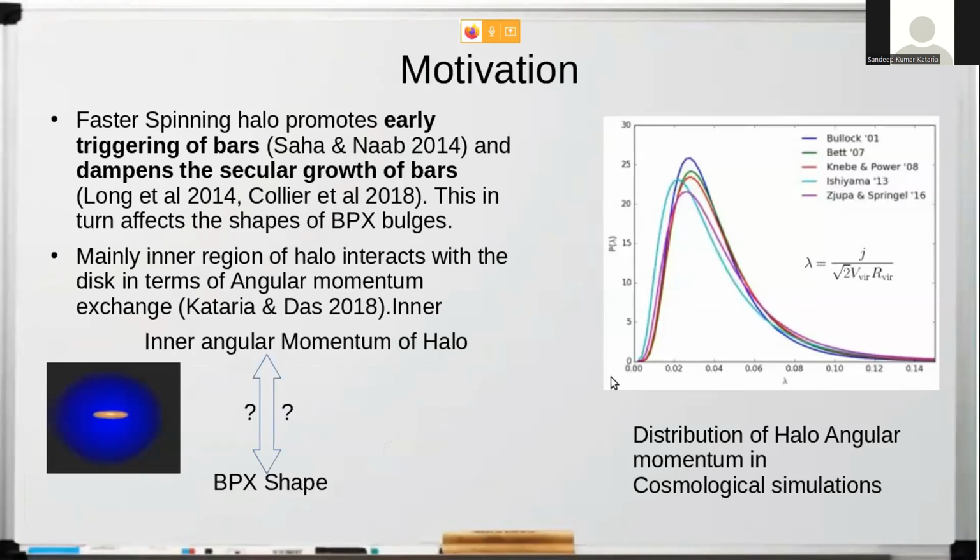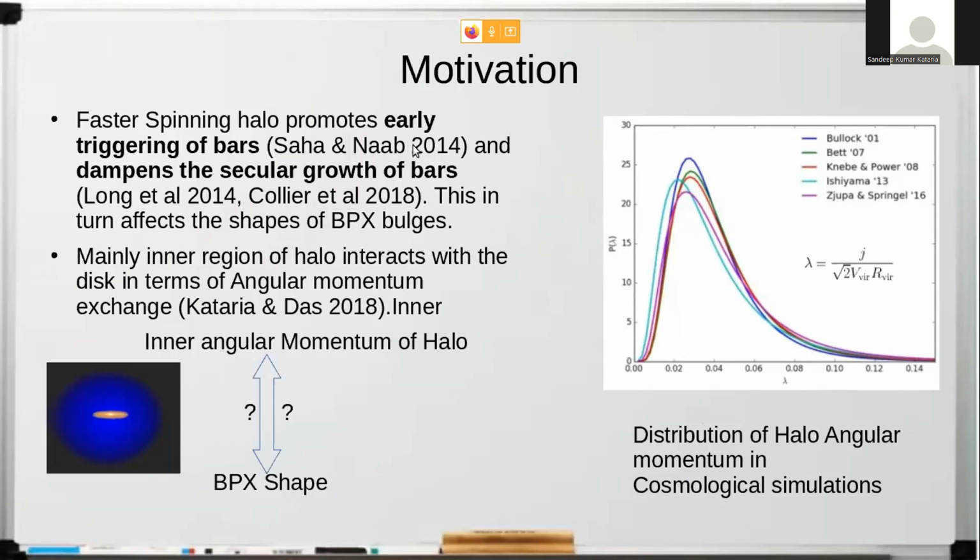Now moving on to the motivation behind checking the effect of inner angular momentum. The right-hand plot shows the distribution of angular momentum in cosmological simulations. It outlines several simulations done over around a decade or so. You can see that the halo angular momentum peaks at a certain value. I think this x-axis is the spin value, which is proportional to the angular momentum of the surrounding dark matter halo. So it peaks around 0.035. And so we have a different angular momentum of halo, which is distributed over a large range.